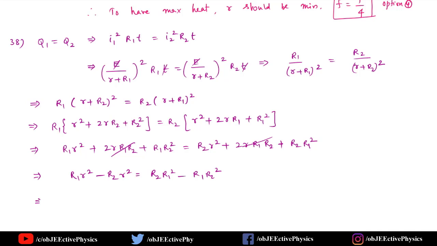So small r square is taken as common on the left side, so the remaining term is R1 minus R2. Here R1 R2 we can take as common, so R1 minus R2 remains. On both sides R1 minus R2 cancels. So the internal resistance small r is equal to the square root of R1 R2, which is our answer. That is option 3.